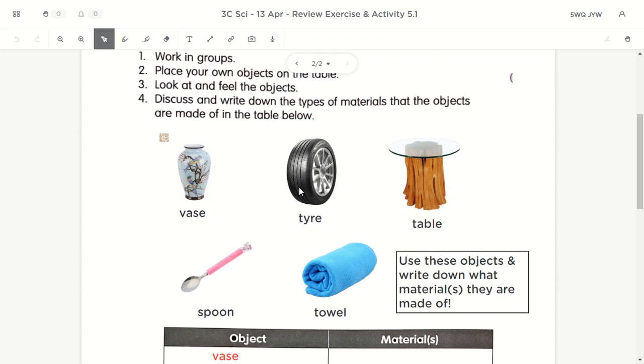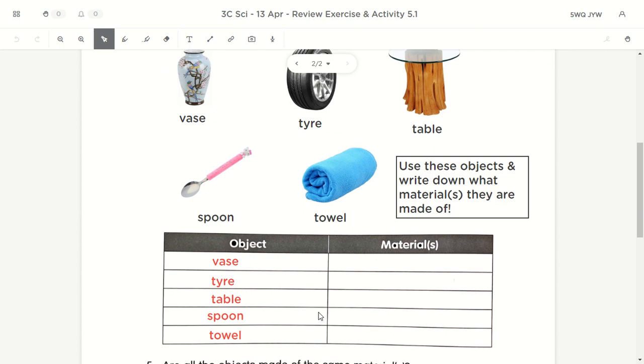Alright, so I have 5 different items. I have my vase, tire, table, spoon, and towel. Okay, so I've written down all the 5 objects here, and I want to know the material. You realize there is this bracket S. When you have bracket S, it means it can either be made of one material or of 2 or more. It depends on what you're talking about. So it doesn't mean there's only one material here. Sometimes it can be made of 2. Especially later on when you see the tire, the table, the spoon, you realize it's not only one material.